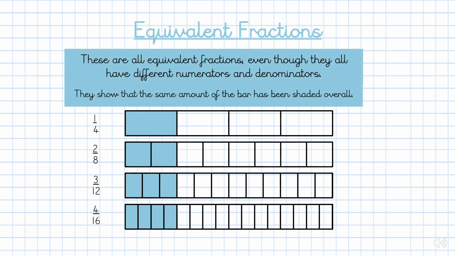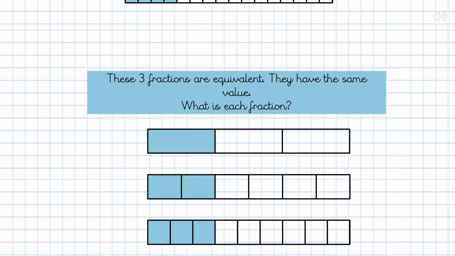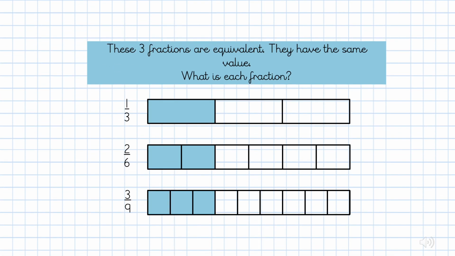Today we're thinking about equivalent fractions. These are all equivalent fractions, even though they all have different numerators and denominators. They show the same amount of the bar that has been shaded overall. These 3 fractions are equivalent. They have the same value. What is each fraction?